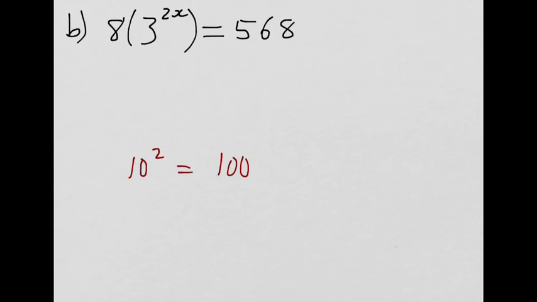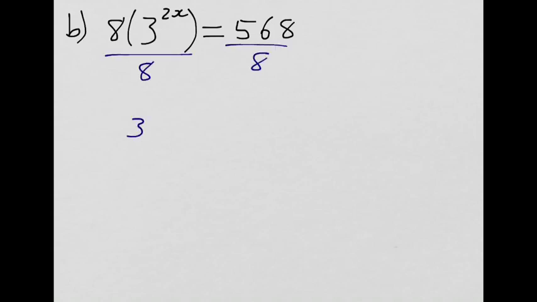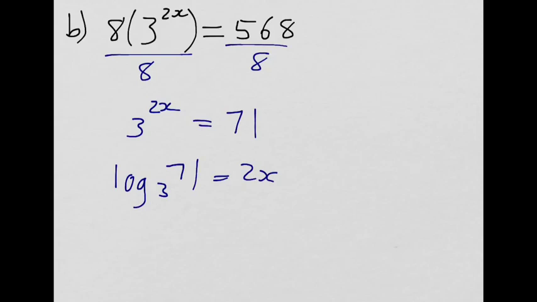So like Nathan said, we're going to divide out that 8 from both sides. Just gives us something a little simpler to work with. So 568 divided by 8 is how much? 71. Now what? Now we can put it in logarithmic form. So log base 3 of 71 is 2x. And again, x is partially isolated. That's nice.